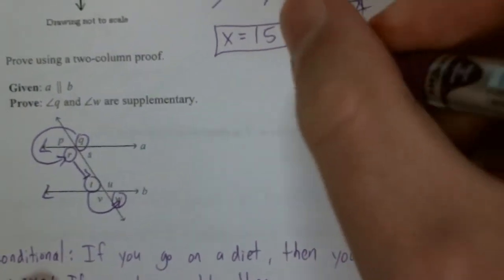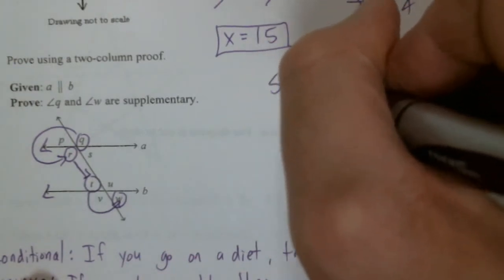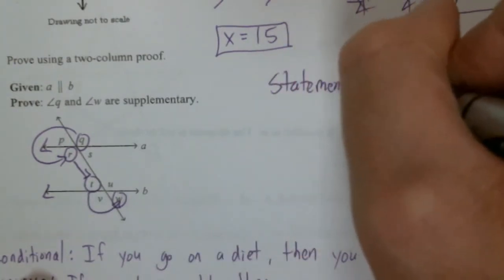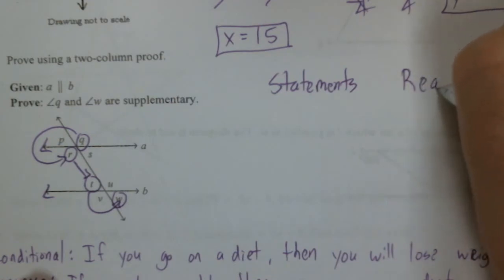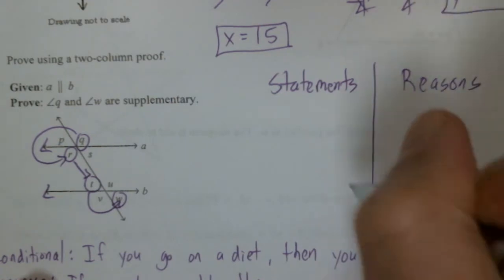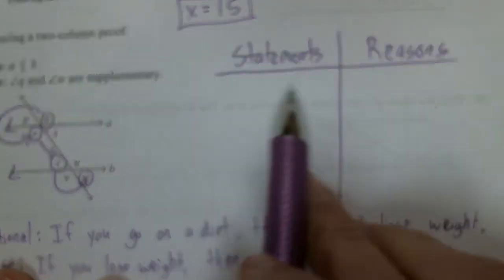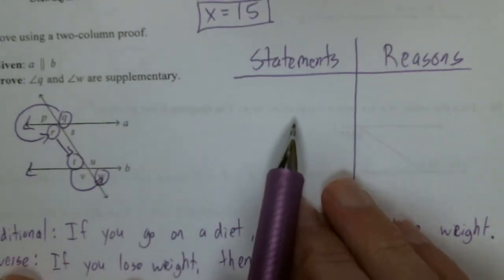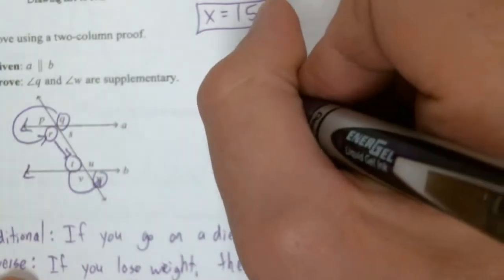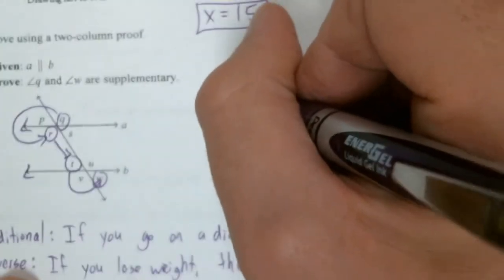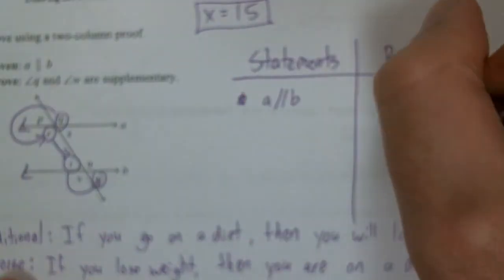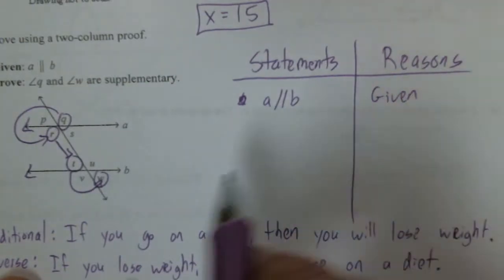All right, so I'm always going to set up my proof with statements and reasons. This is what lawyers do. That's why you're learning this stuff. A logical process and series of steps. So we always start with the given. So angle Q, or excuse me, A is parallel to B. That's the given.